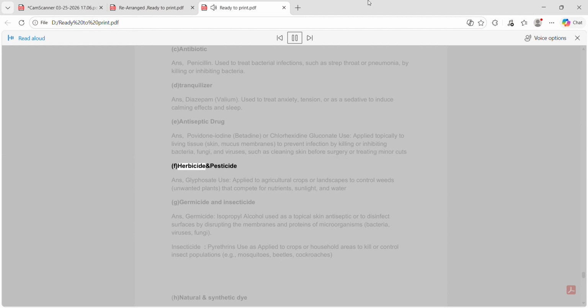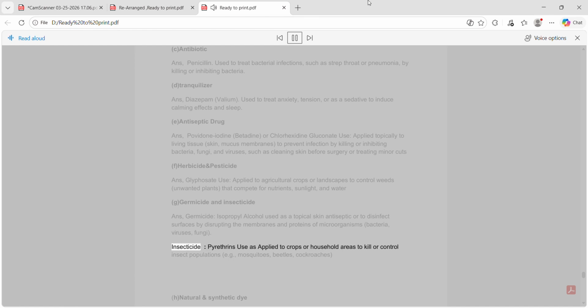F. Herbicide and pesticide. Answer: Glyphosate, applied to agricultural crops or landscapes to control weeds, unwanted plants that compete for nutrients, sunlight, and water. G. Germicide and insecticide. Answer: Germicide, isopropyl alcohol, used as a topical skin antiseptic or to disinfect surfaces by disrupting the membranes and proteins of microorganisms (bacteria, viruses, fungi).